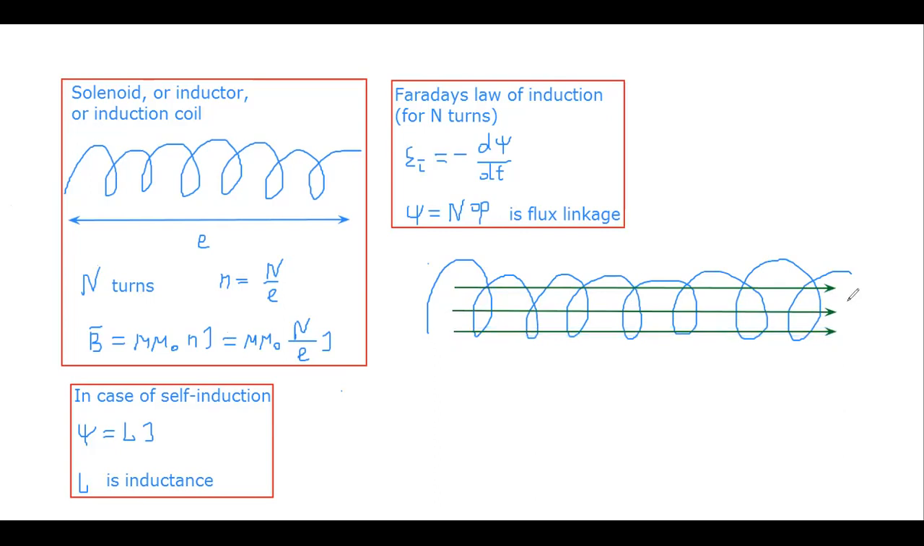This is B, and the square area of one turn of inductor is dS or S. This area is S and has the same direction as vector B, vector of magnetic induction.